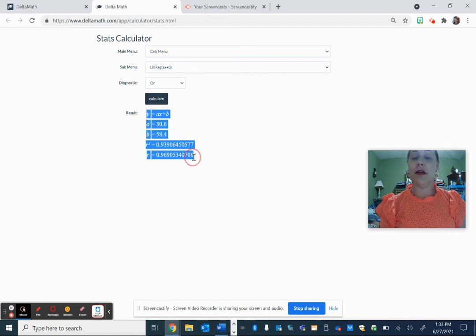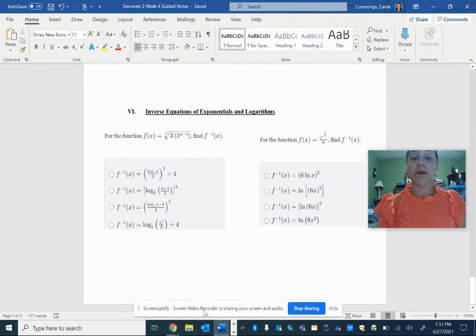If you look at this R value, that's almost 0.97. That means it's really close to being a perfect line, which is great. That makes your regression equation that much more precise. So I'm going to use that slope of 30.6 and the y-intercept of 58.4 to write my equation down. Oh, look what I did.